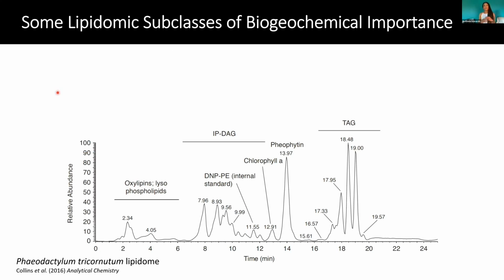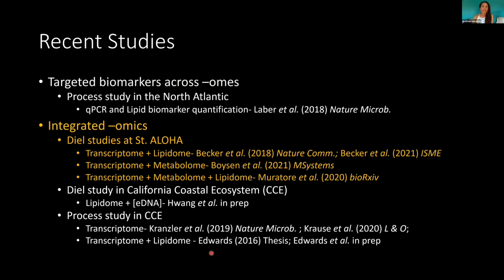So lipidomics gives us a really wide analytical window to look at a lot of different compounds that can tell us various different types of information about the system. So it's a really powerful tool. A good example of where integrative omics across metabolites and lipids and transcriptomes has been done would be the diel studies that have been done in recent years at Station Aloha.